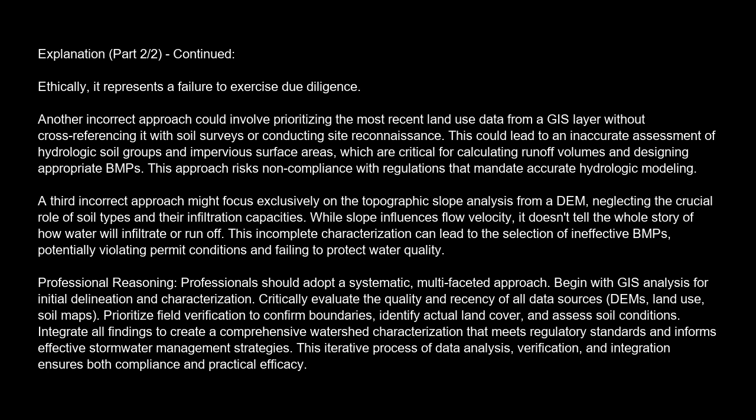Professional reasoning. Professionals should adopt a systematic, multifaceted approach. Begin with GIS analysis for initial delineation and characterization. Critically evaluate the quality and recency of all data sources, DEM, land use, soil maps. Prioritize field verification to confirm boundaries, identify actual land cover, and assess soil conditions. Integrate all findings to create a comprehensive watershed characterization that meets regulatory standards and informs effective stormwater management strategies. This iterative process of data analysis, verification, and integration ensures both compliance and practical efficacy.